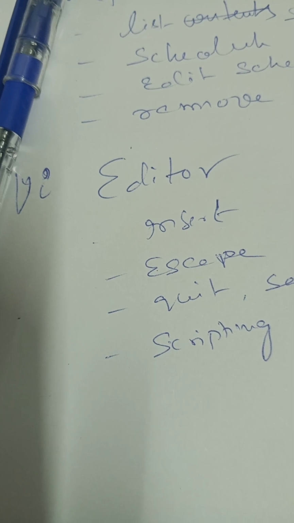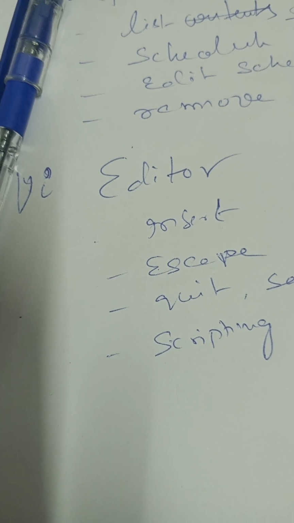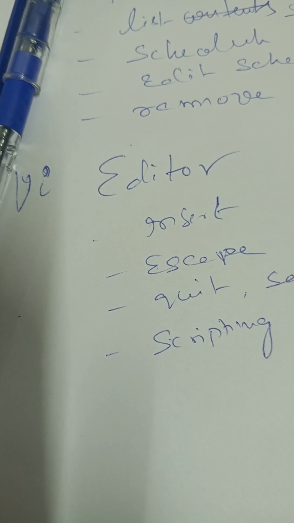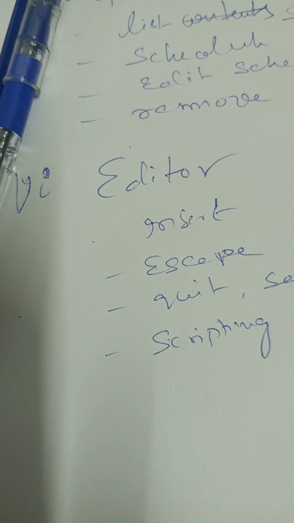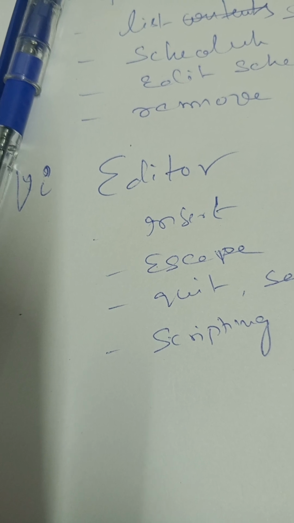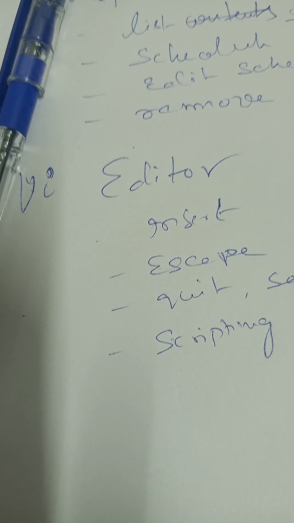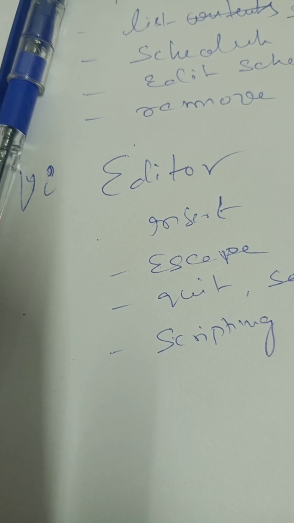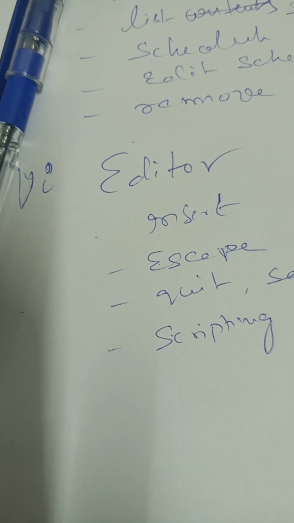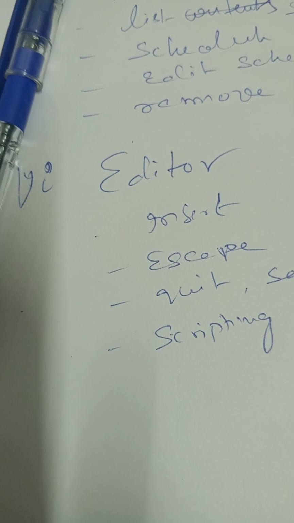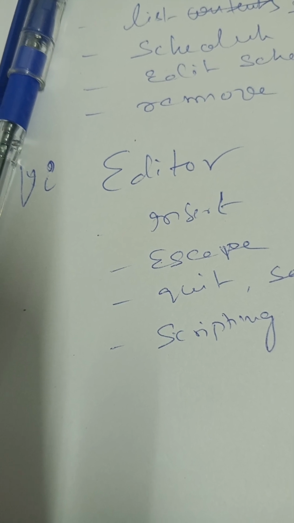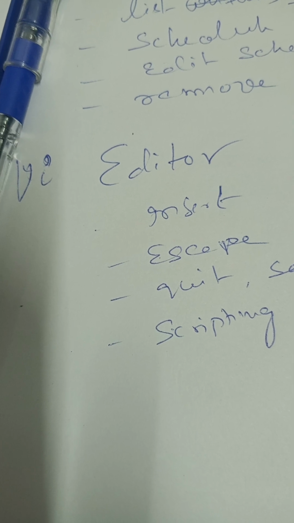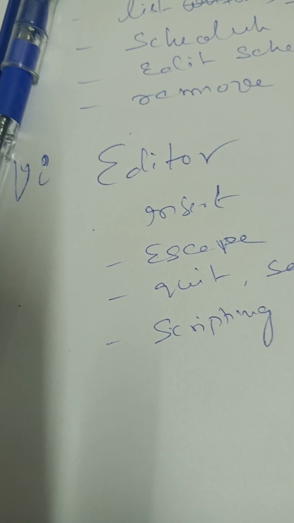In the VI editor, after we enter into it in order to create a script, we have to go to insert mode in order to add content to the file. If it is a Unix script, we have to mention which shell we are using to execute that script, like /usr/bin/sh. That path we have to mention.